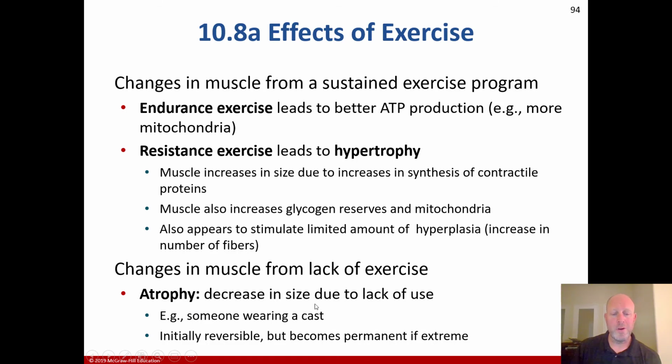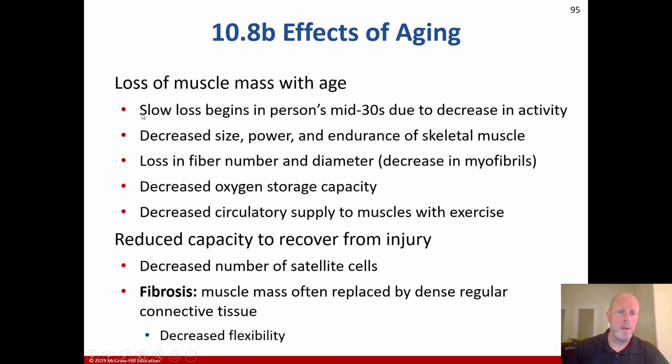Okay. Someone wearing a cast, atrophy is a reason why you might be having some muscle atrophy. It's initially reversible, but becomes permanent if extreme. Reversibility is the loss of muscle fiber size. Loss of muscle mass with age: slow loss begins in the person's mid-30s. We talked about osteopenia, bone loss occurring in the mid-30s. So too does muscle loss occur in that same time frame. Sarcopenia, whereby you start to lose muscle fiber size. Okay, that's sarcopenia, about mid-age, typically speaking.